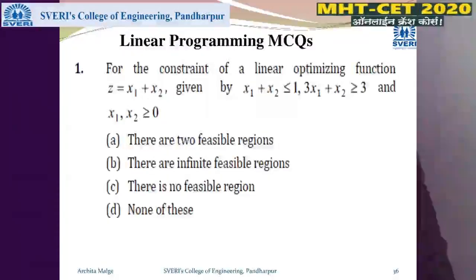So first of all, we are given x1 plus x2 is less than or equal to 1, which means we take the equation x1 plus x2 equal to 1, and then the second equation 3x1 plus x2 equal to 3. The condition given is x1, x2 greater than or equal to 0. Now what will be the answer? There are two feasible regions, there are infinite feasible regions, there is no feasible region, and the last one is none of these. Let us take a look.